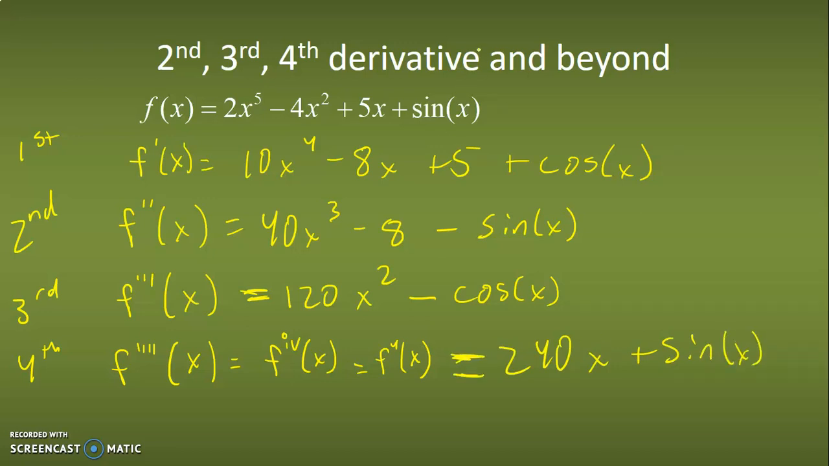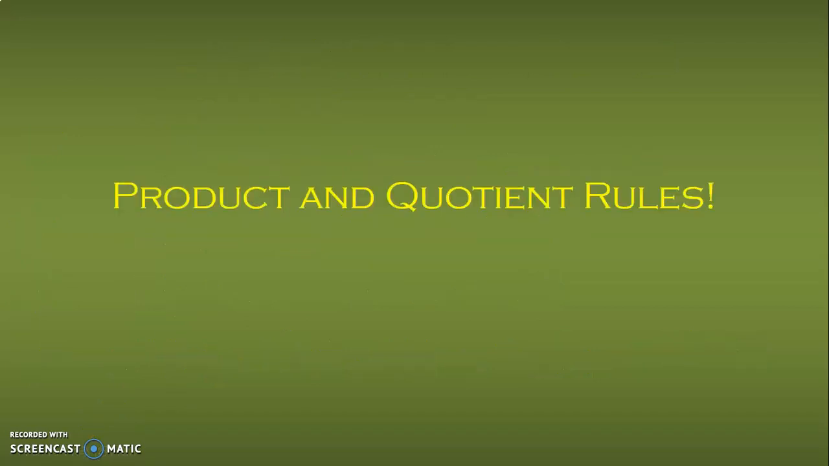Notice that sine just cycles. Sine, cosine, negative cosine, back to sine, and it would cycle again every 4. Exponents dropping, once you get down to a constant, it goes away. So to find the second, third, fourth, you can keep going. I could do a fifth derivative. You don't have to stop at 4. Just keep doing the same things. Okay, those were the basic derivative rules.